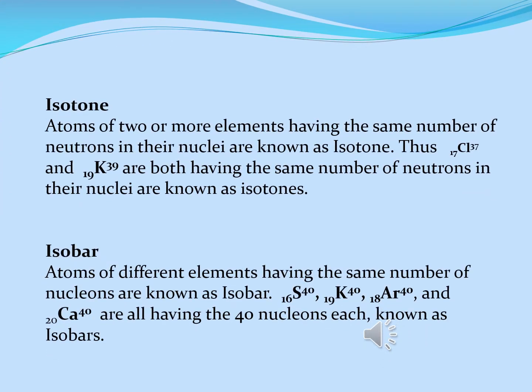Different elements having the same number of neutrons are known as isotones, whereas those having the same number of nucleons are known as isobars.